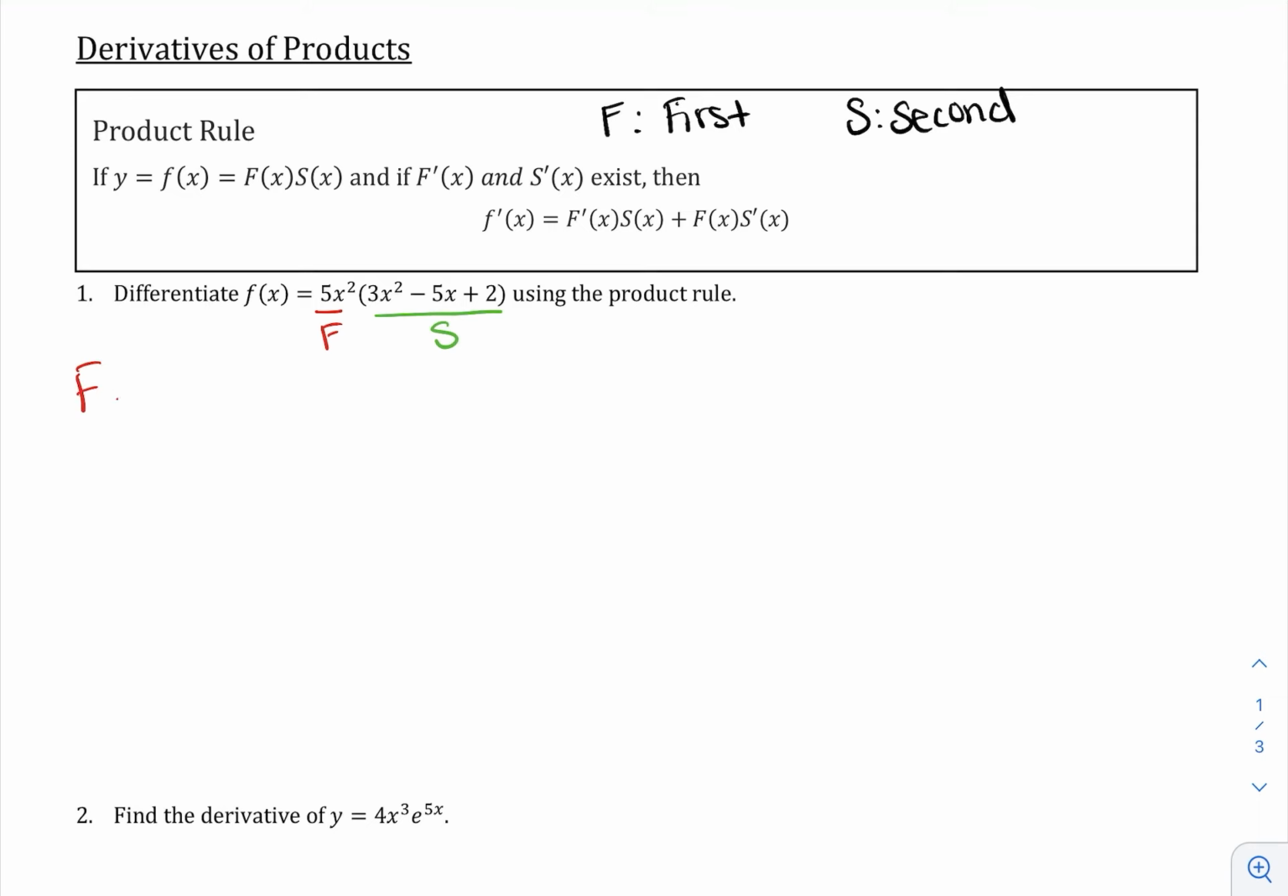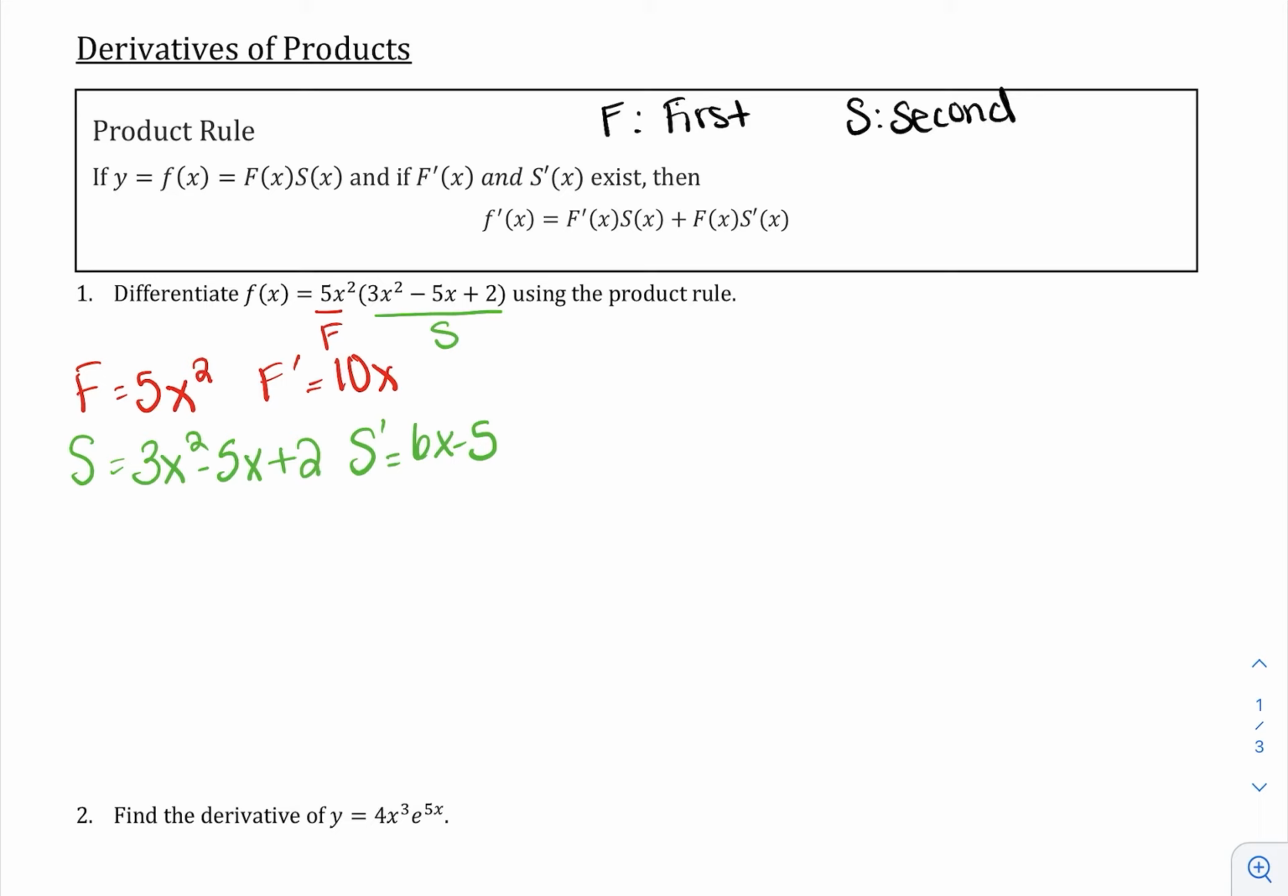So F is going to be 5x squared. So F prime, I just need the power rule, it's going to be 10x. And then S will be 3x squared minus 5x plus 2. So S prime will be 6x minus 5. I really advise doing what I'm doing right there on the side, okay? No matter how good I got on the product or quotient rule, if it was high stakes, I always wrote my F and my S prime.